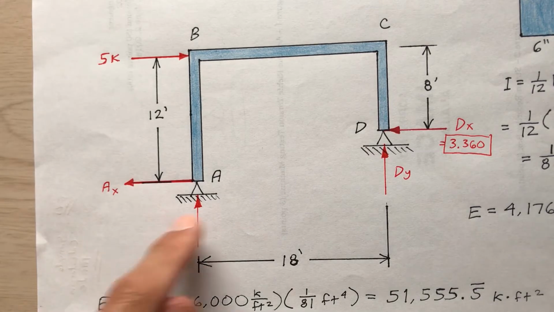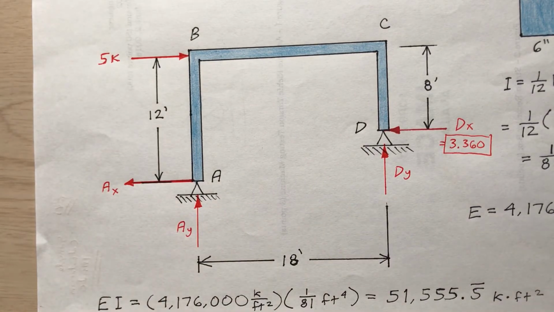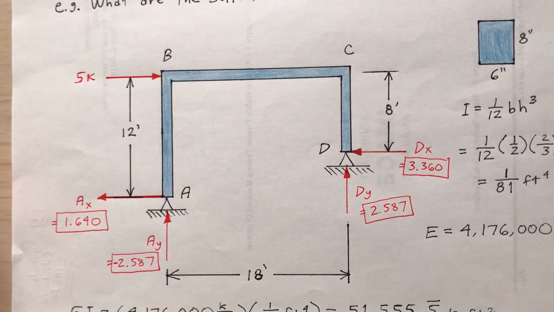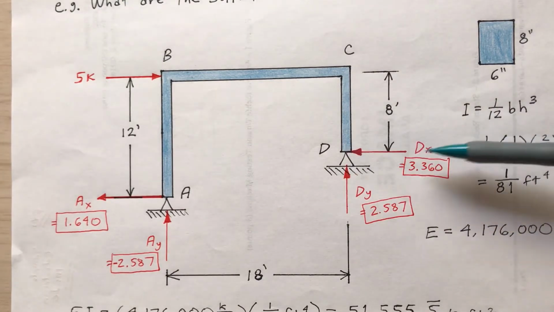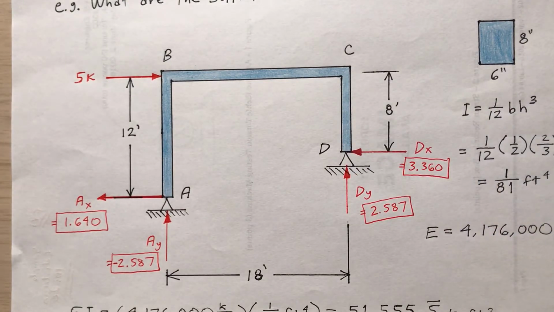How do I find the other 3 reactions? Using statics. Okay, so now I'm going to find the other 3 reactions. And now step 6 would be to finish this using statics. What did I just find? The d sub x part. So the horizontal reaction at D, I found that to be 3.360 kips approximately.